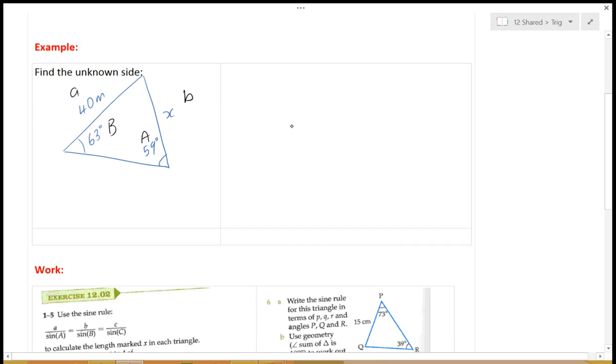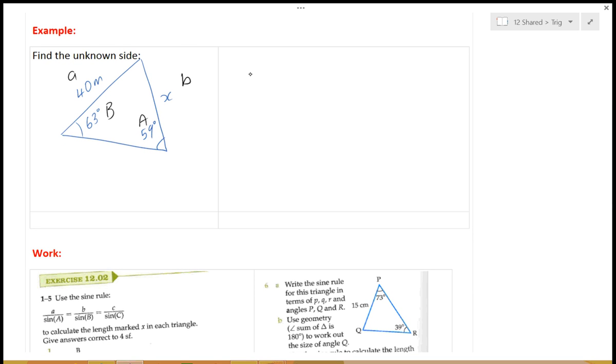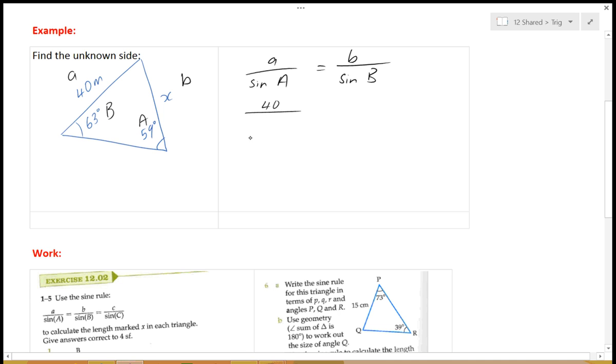Alright, now just like before, I'm going to write out the formula before I go any further. So I'm going to have a over sine A equals b over sine capital B. And now I'm going to substitute in the numbers that I know. So I know that a is 40, and I know that the angle A is 59, so I'm going to write sine 59. And b is what I'm looking for, so I'm going to write x, and then capital B is the angle 63 degrees.